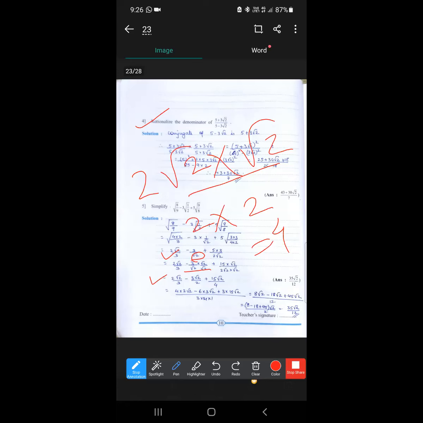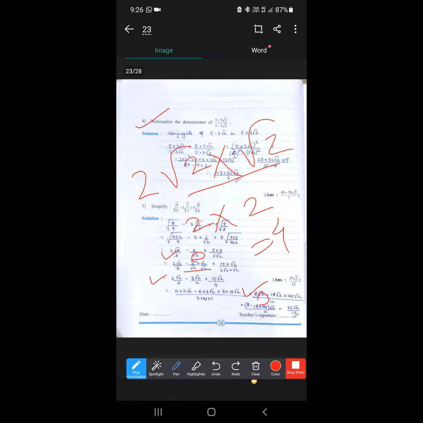So rationalize the denominator or make the denominator same. So what you will do? You will take the LCM. Okay. You will take the LCM or rationalize the denominator. After rationalizing the denominator, it is what? 3 4s are 12 into 1 is what? 12. 12 ones are 12. So after rationalizing, you will get as 8 root 2 minus 18 root 2 plus 45 root 2.